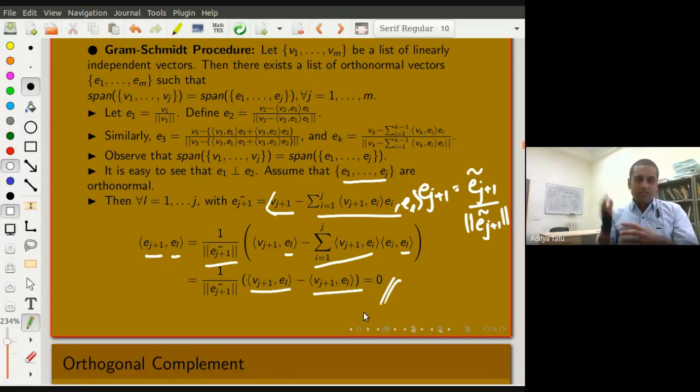That is how you prove that whatever process or algorithm you have stated is going to give you both required conditions. The spans are going to be maintained as well as orthonormality.